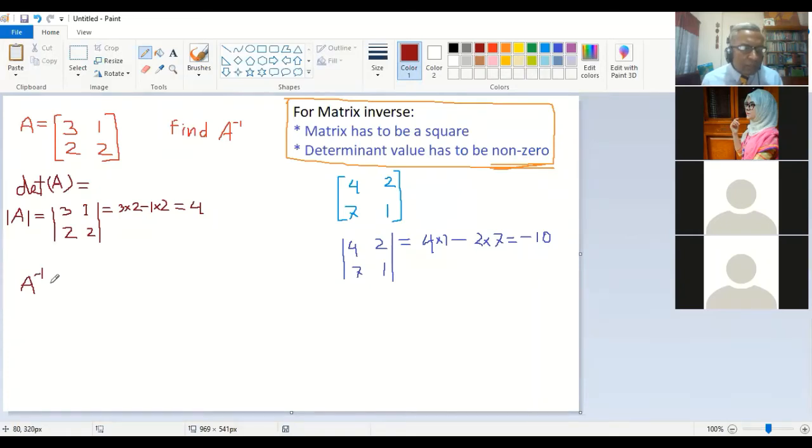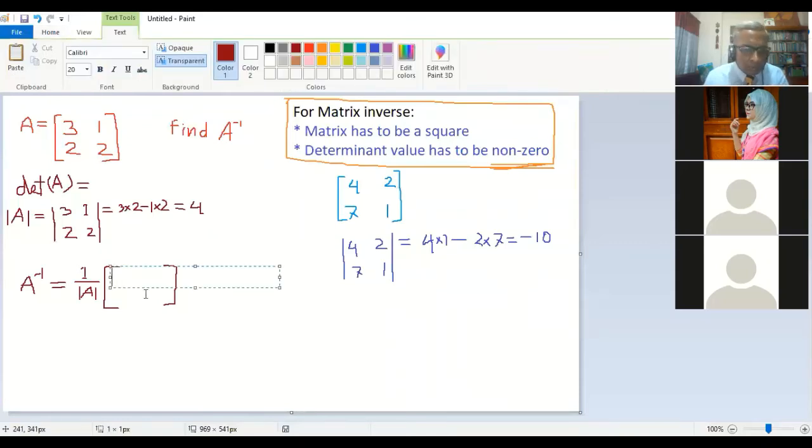A inverse will be very simple. It is 1 divided by determinant of A. So the determinant of A value will be calculated first. Now you will put the value here. So 1 divided by determinant of A, and then in the matrix you have to rearrange. I will show you what the rearrangements are.